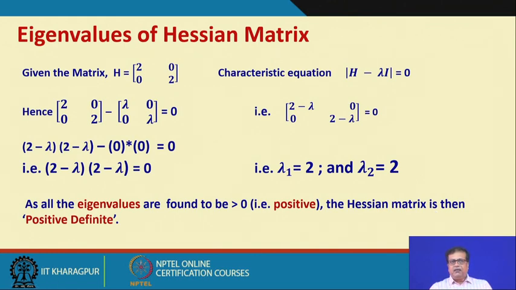So, what does it mean? It really means that since the Hessian matrix is positive definite, that function, if you put the gradient equal to 0, we then get the minima, because we have a positive definite Hessian matrix, right. That is the significance.